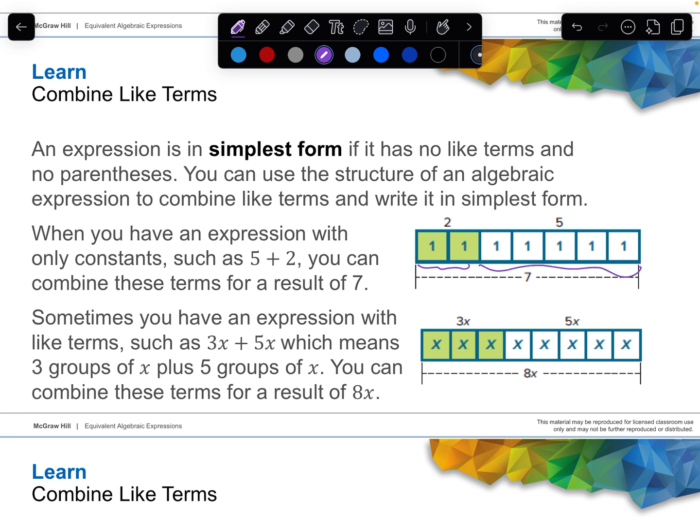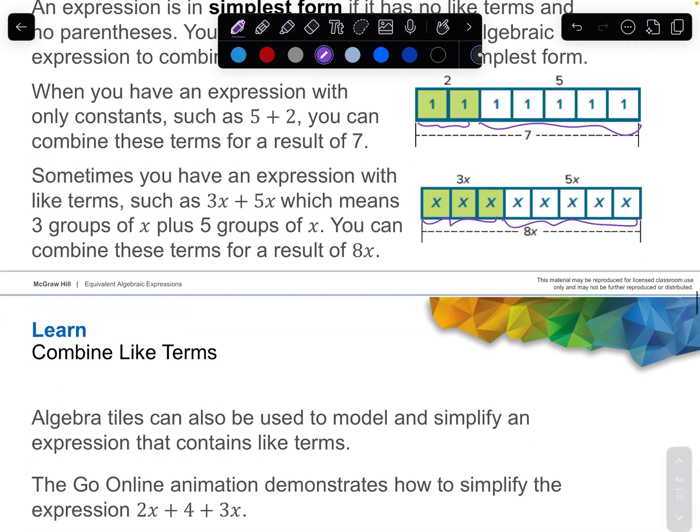Sometimes you have an expression with like terms, like 3x and 5x, which means you have 3 groups of x and 5 groups of x, which I can combine to get 8 groups of x. Or rather, I can represent that as 8x.